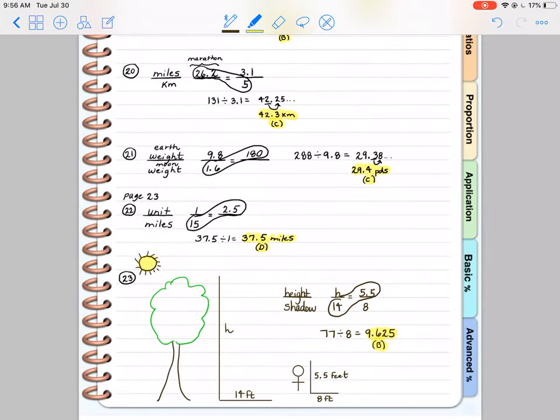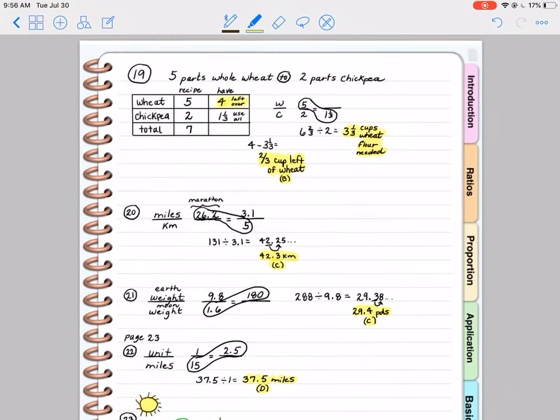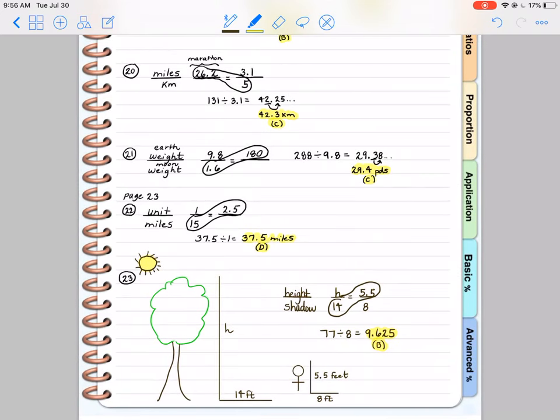Okay. Love those problems. Anytime you're looking for the height of a flagpole, the height of a tree, distance across a lake, those kinds of things you can do with this kind of math.